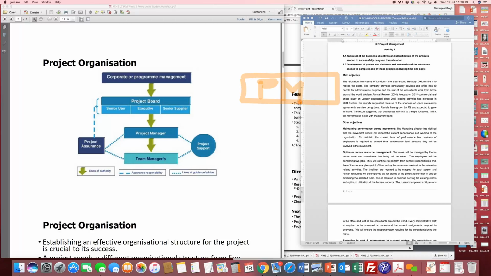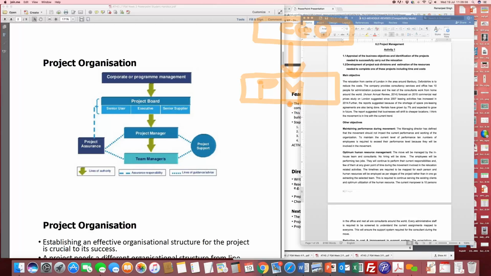And above the project manager, you will typically have somebody who's the CEO, who has decided that what we need to do is move the office from London to Banbury, because the costs are going to be less, and it's going to be easier for the employees to travel, work, and maintain.